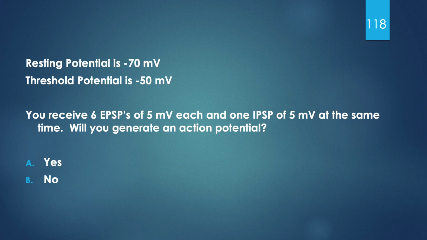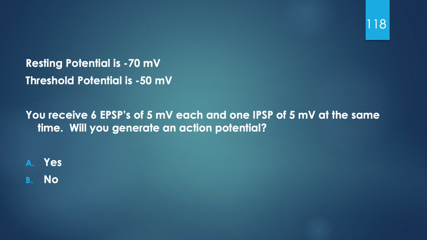Here's another similar example. You receive 6 EPSPs of 5 millivolts each and 1 IPSP of 5 millivolts at the same time. Will you generate an action potential? The criteria here is that the resting potential is negative 70 millivolts, and in this question, the threshold potential is negative 50 millivolts. So let's do this math again. 6 EPSPs times 5 millivolts, 6 times 5 is 30. And then we have 1 IPSP of 5, so we can subtract 5 from 30 to have 25.